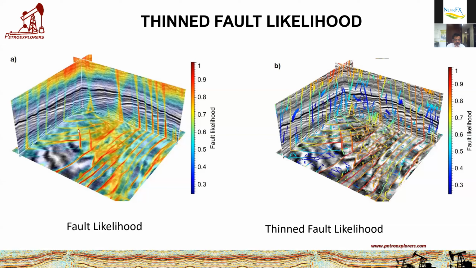Fault likelihood follows the fault plane without going into a neural network, which the ant tracker was doing, trying to create artificial intelligence, while this one stays with the geology of the faults.